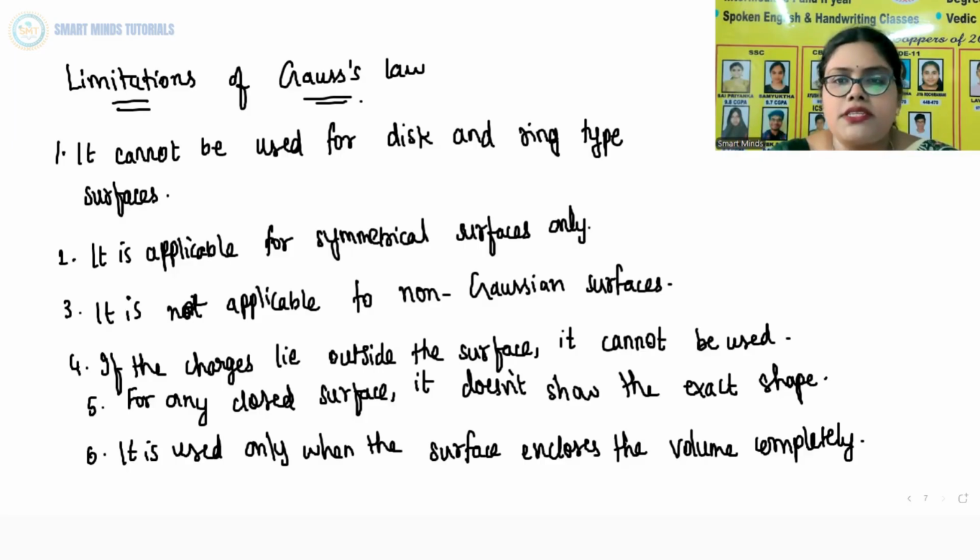Number four, if the charges lie outside the surface, then it cannot be used. Number five, for any closed surface, it does not show the exact shape. And number six, it is used only when the surface encloses the volume completely. Means if it is a closed figure, it is a closed surface. Only then.